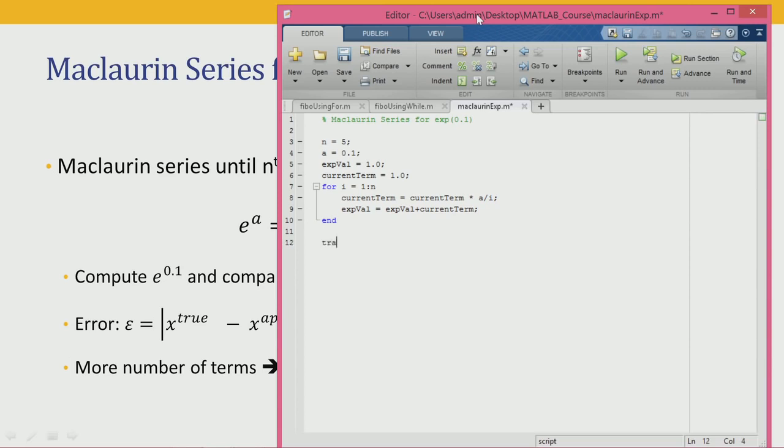Let us say true val equal to exp of 0.1, and error equal to abs of true val minus exp val. Okay. So, we save this and we will run.